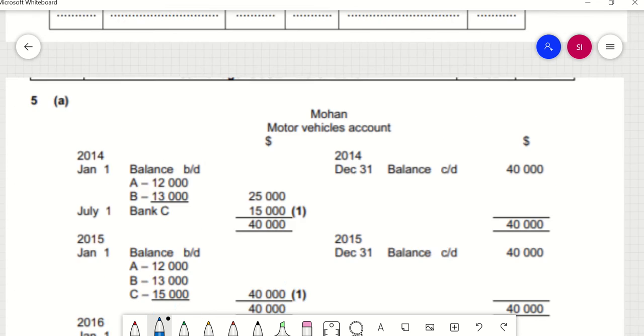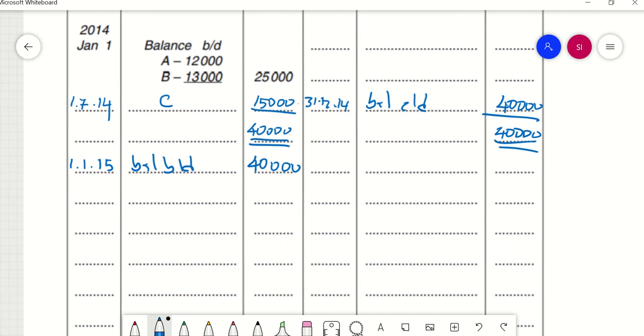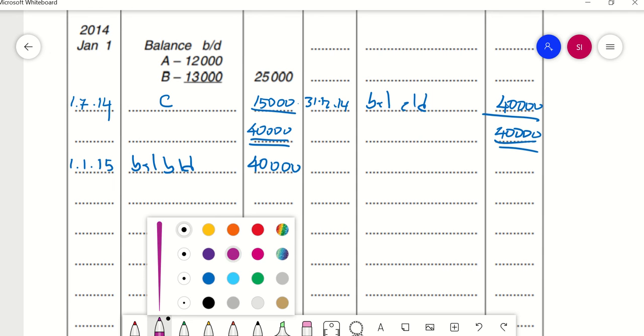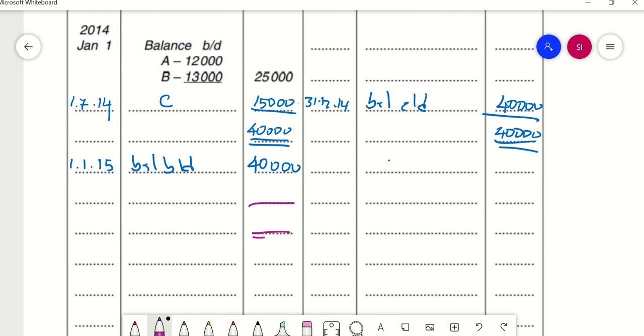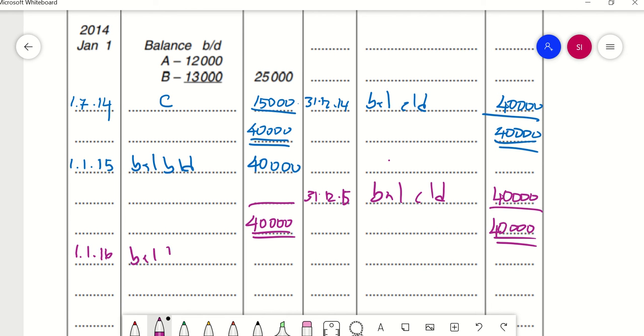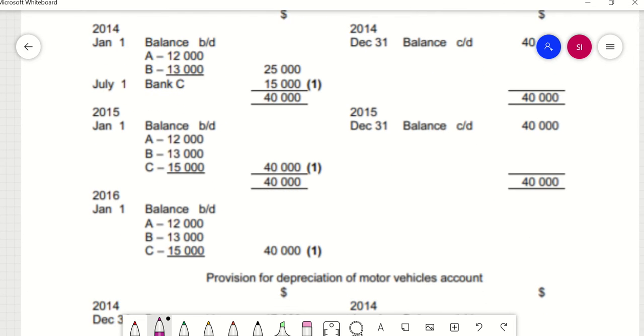Yes. And then we are going to balance it for the next year. There is no difference in balancing for the next year. So leave a line, draw the balancing. Debit side is greater. Bring down the balance 40,000, 40,000, 40,000 here as balance carried down. 31st 12 2015. Bring it down to the next year, 1st of Jan 2016 as balance brought down 40,000. Right, so this is how you complete a motor vehicle account.